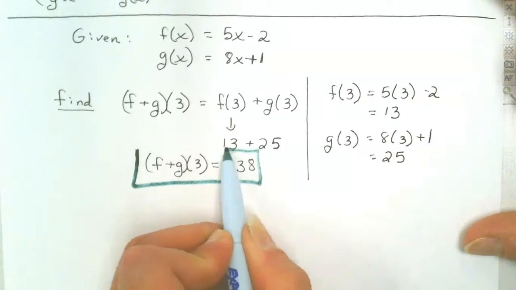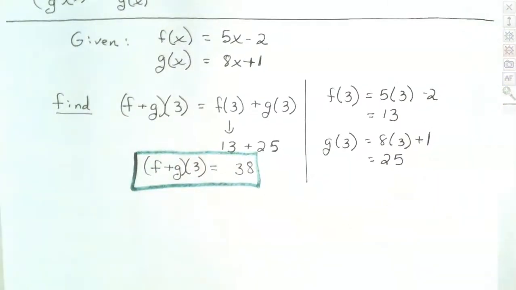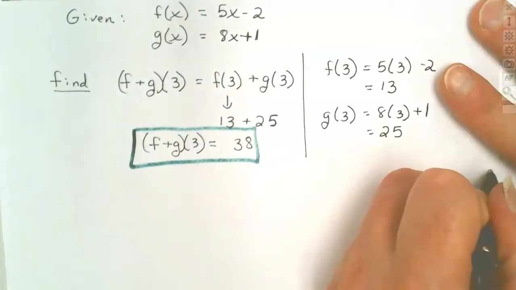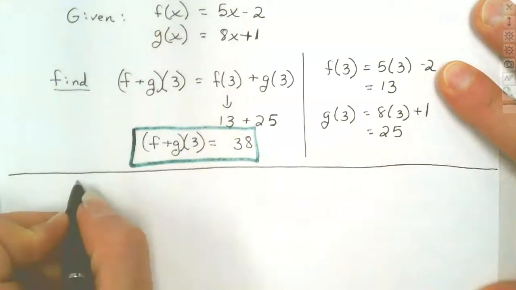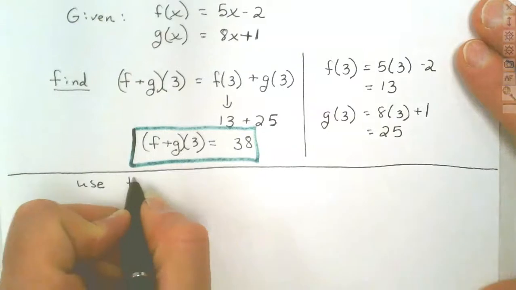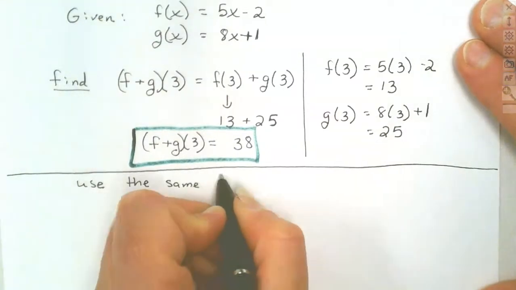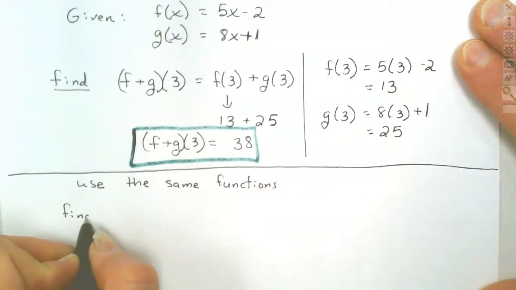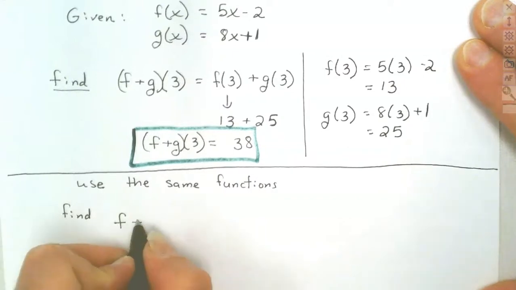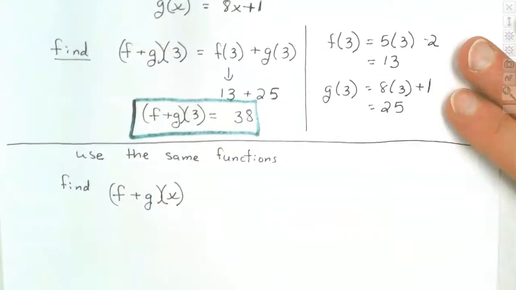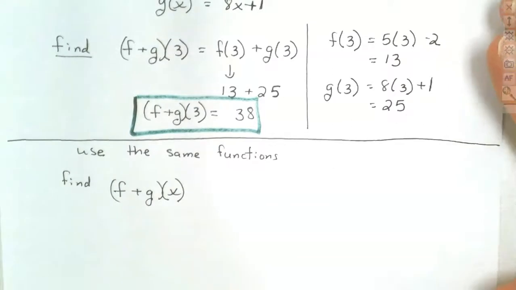What we did was we plugged that number 3 in, and that gave us that 38 out. Number goes in, number comes out. Let's use the same functions, and now let's add them together with the variable. So we're going to use the same functions, and let's try to find f plus g of x. It's actually easier with that variable than it is with a number.